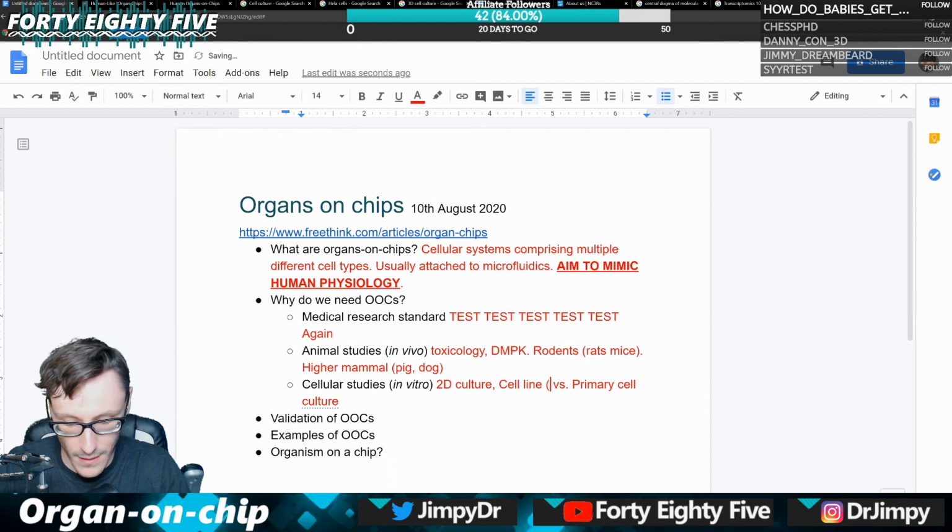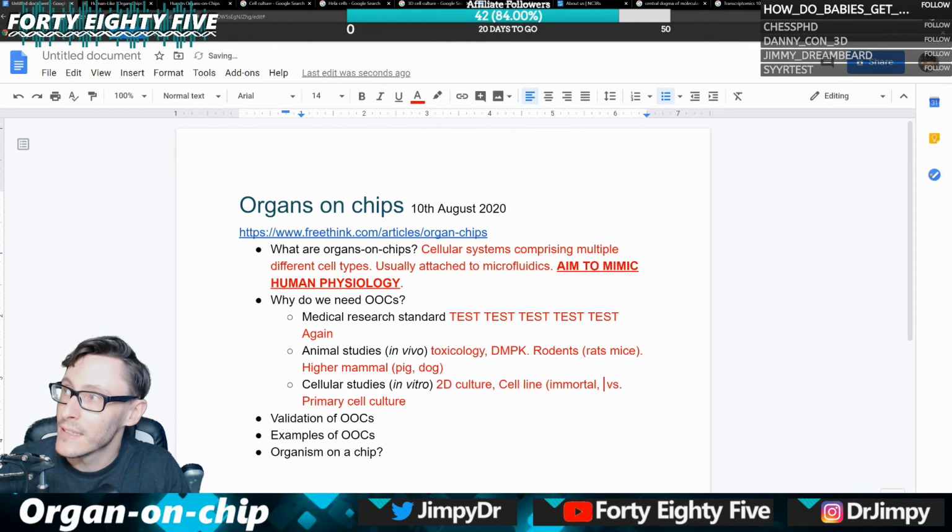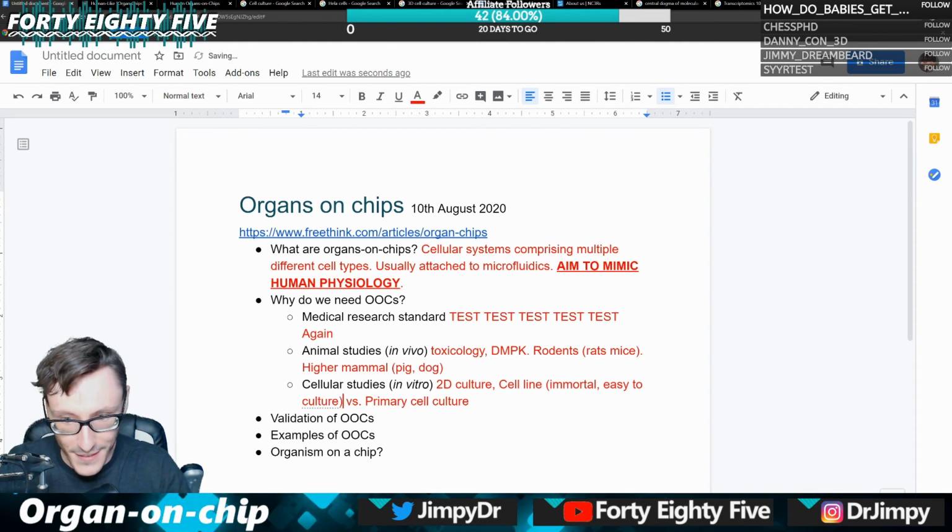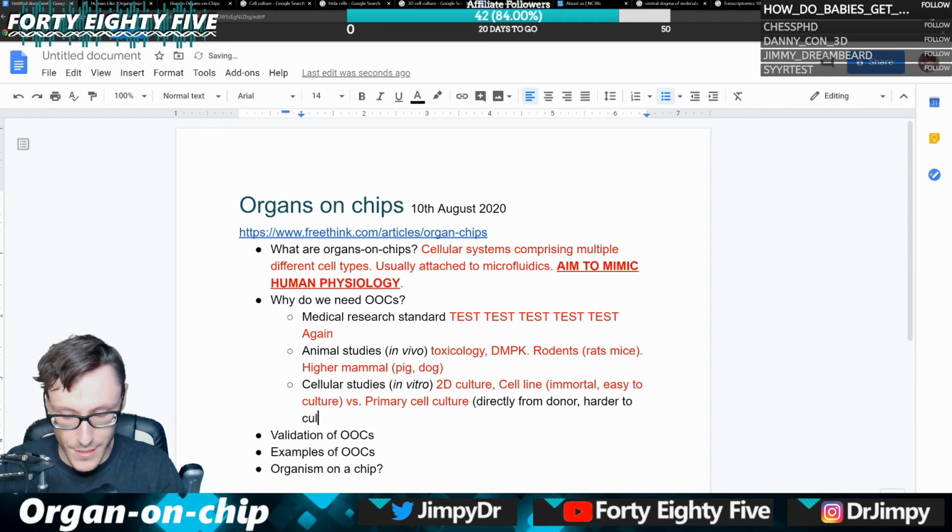So cell lines are immortal, and I guess, I don't like to use the term easy to culture, but they certainly are compared to the others. Primary cell culture is direct. We're on form with the spelling today. Directly from donor. Harder to culture. Usually they require more nuanced cultures, more specialized growth reagents that you have to give them, like growth medias and things. And not immortal, so you are time bound.